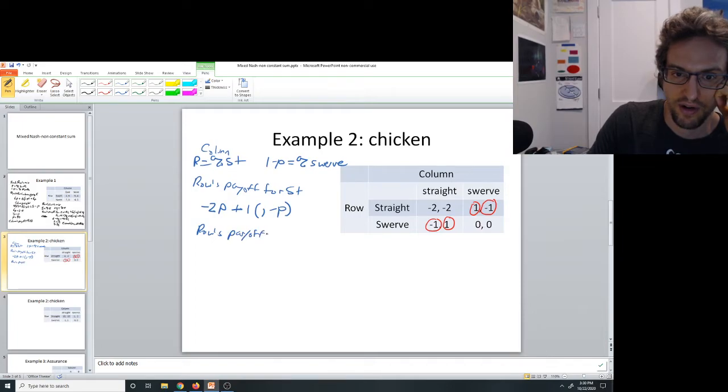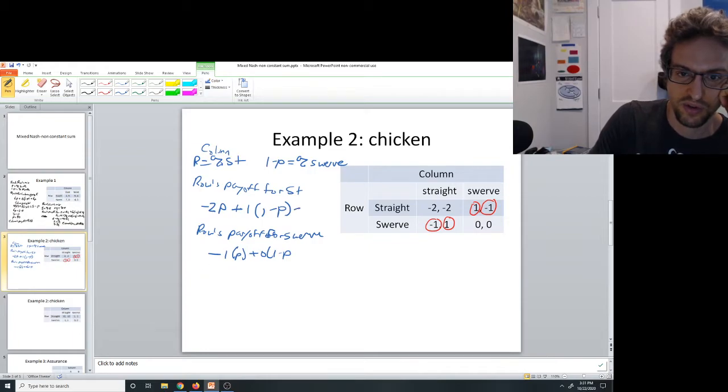payoff for swerving is -1 times P plus 0 times 1 minus P. So we have this is equal to, this comes out to be 1 minus 3P. So we have 1 minus 3P equals -1P, 1 equals 2P, P equals 1/2.